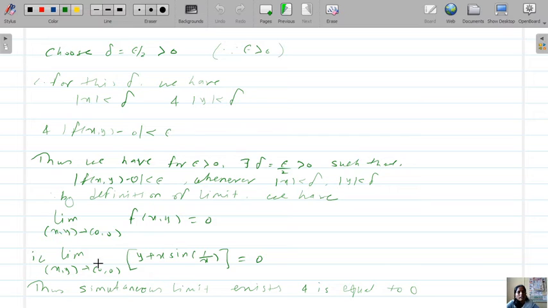So our conclusion is that limit xy tends to 0, 0, y plus x sine 1 upon, I have written here by mistake 1 upon x is there, but here you must have sine 1 upon y, is equal to 0. That is, the simultaneous limit exists and is equal to 0. Now next example.